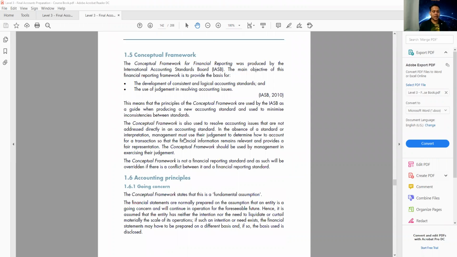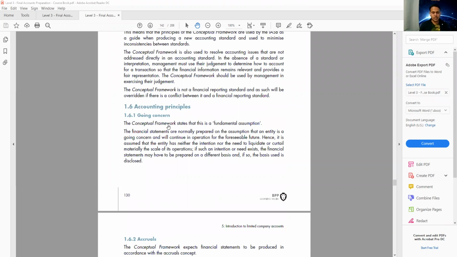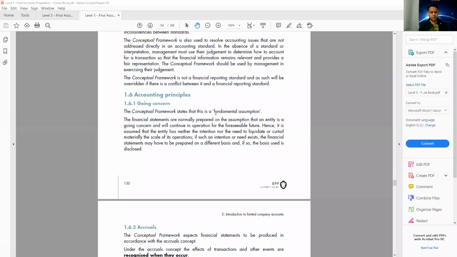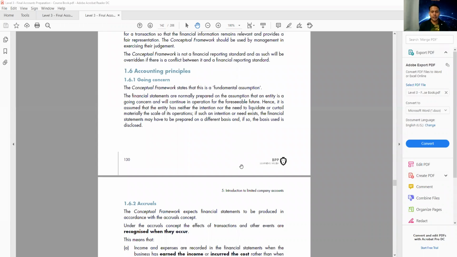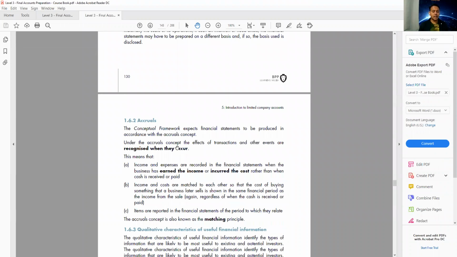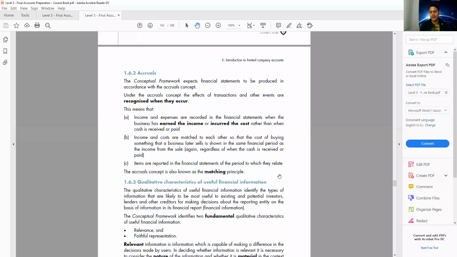Conceptual framework, we have accounting principles, we have going concern. So this is the fundamental assumption. We assume the company will be operating for the foreseeable future. So you can read it yourself. This is a very easy thing, just a theory. Let's talk about the accrual concept. Accrual concept. Now this one we have done for so long.